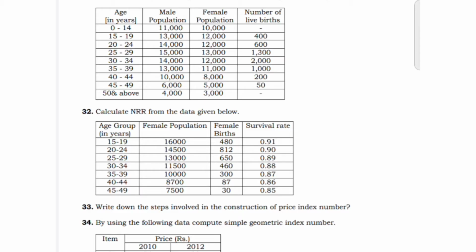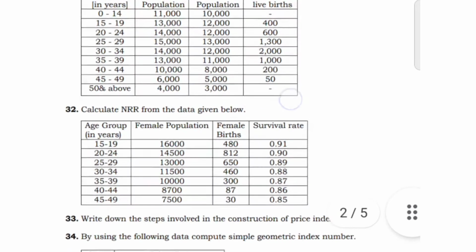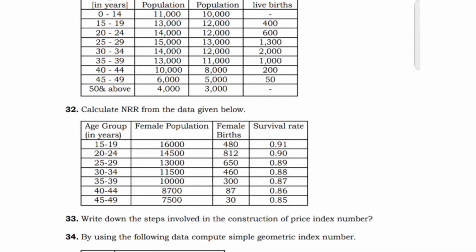Then the second question, just observe, question number 32, the calculation of NRR. Either GRR or NRR they will ask here. Here NRR from the following given data: the age group is given, female population, female births and survival rate. Okay, you are the luckiest ones because this year they are asking 2 vital statistics questions, 31 and 32, compulsory vital statistics only. I will show you how to calculate this one.